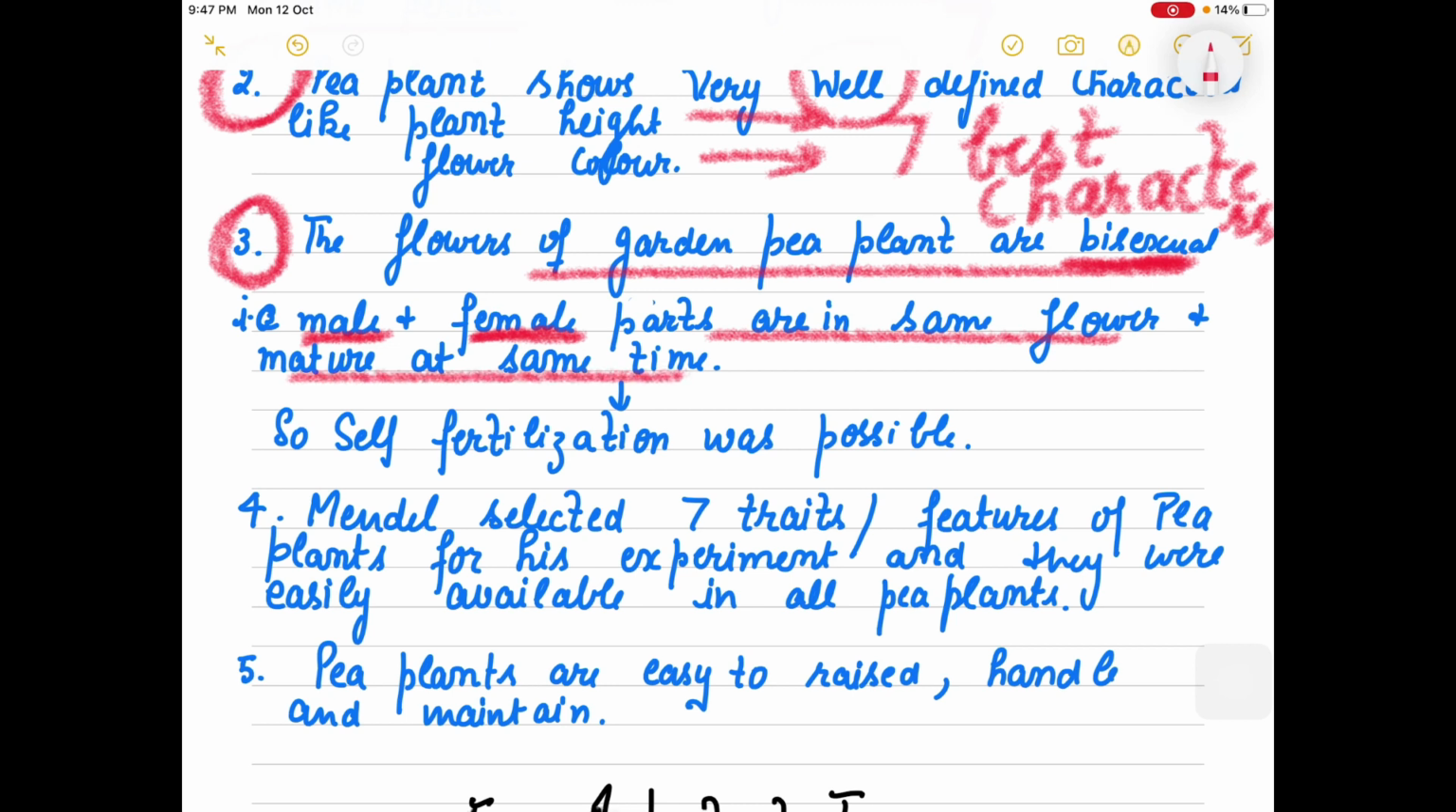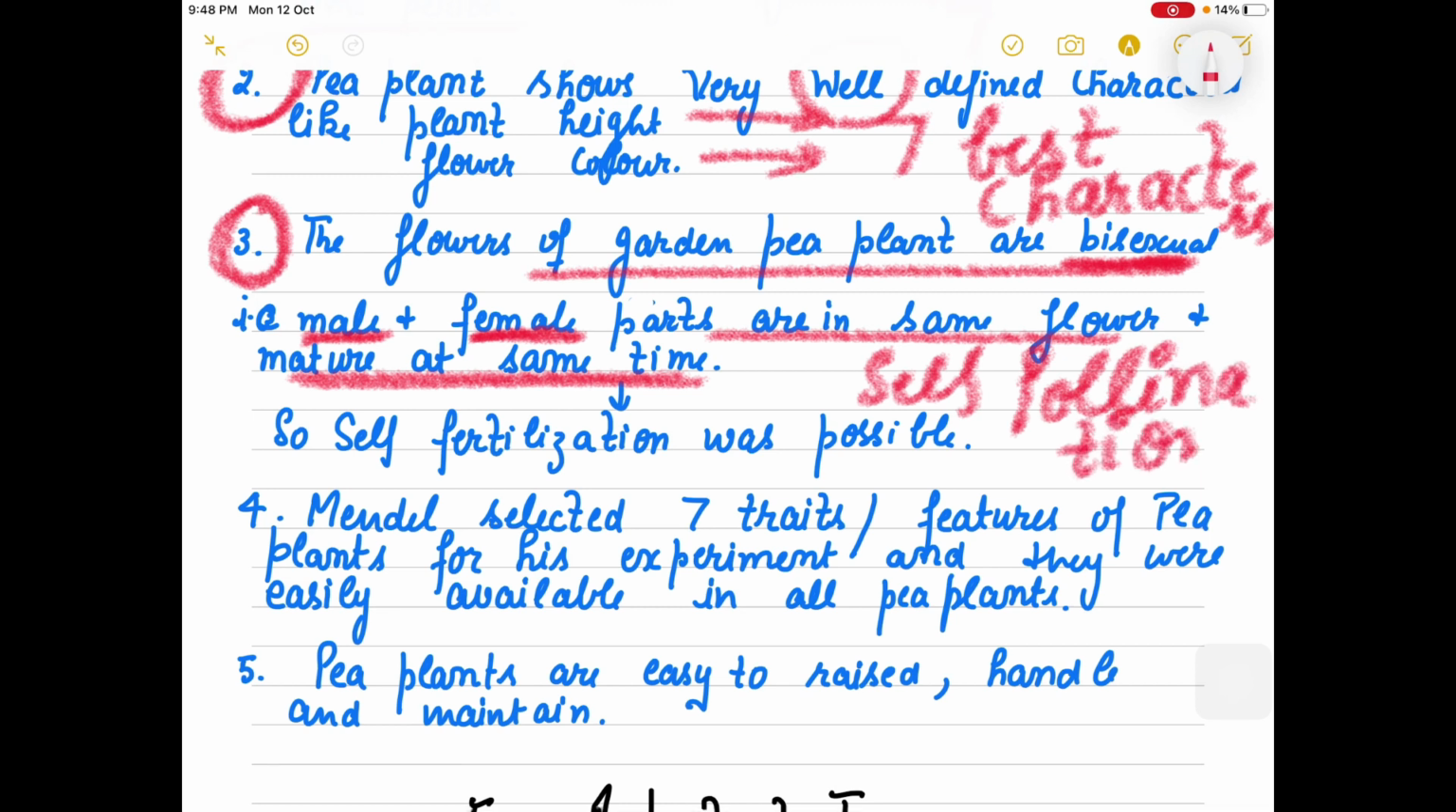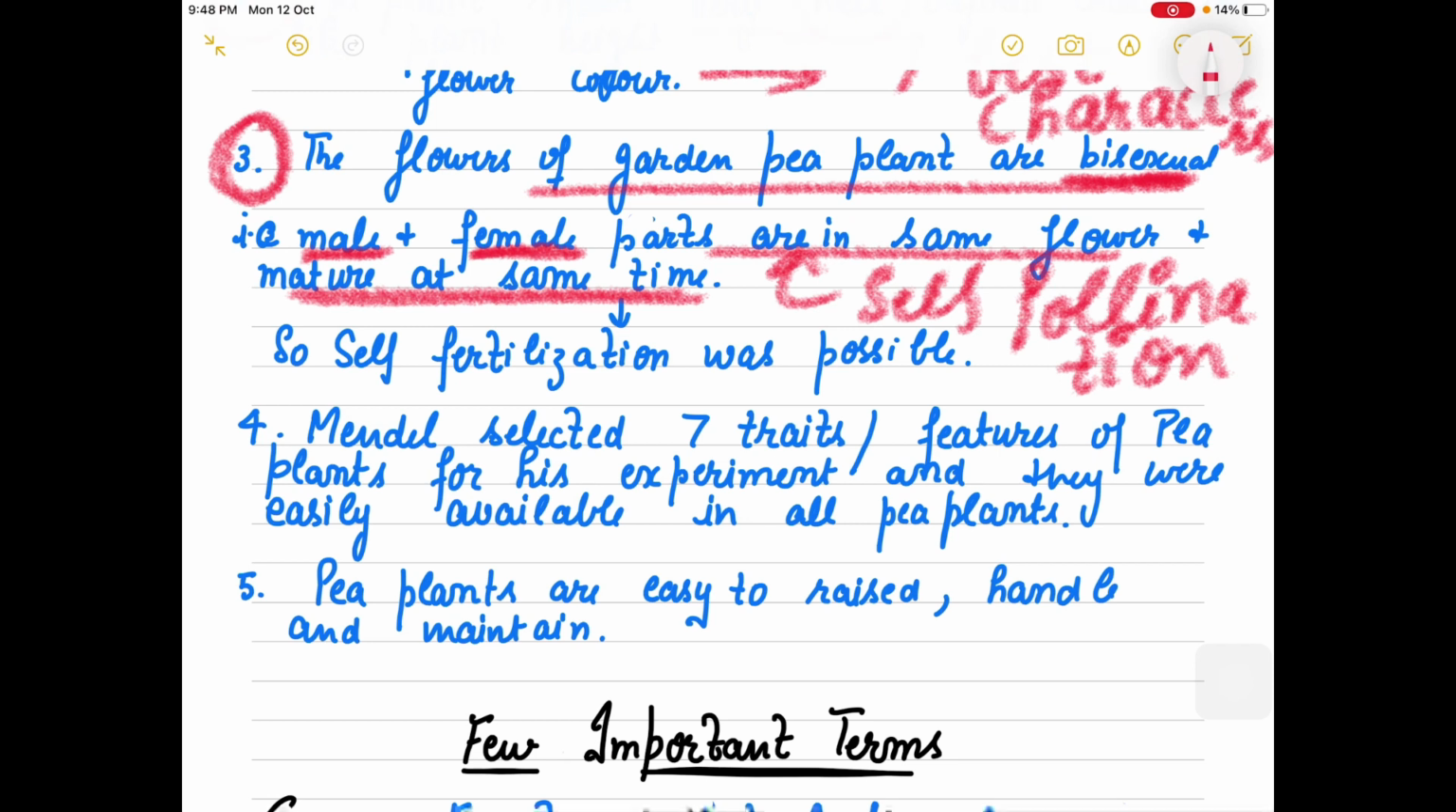There was no reason to wait for the male to mature first and then the female to mature. No, they were getting matured at the same time. So basically, self pollination as well as fertilization was very easily possible. Even in a few pea plants, he did cross pollination also. That was also easy to maintain.